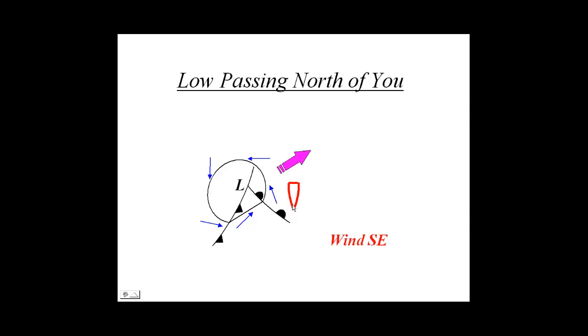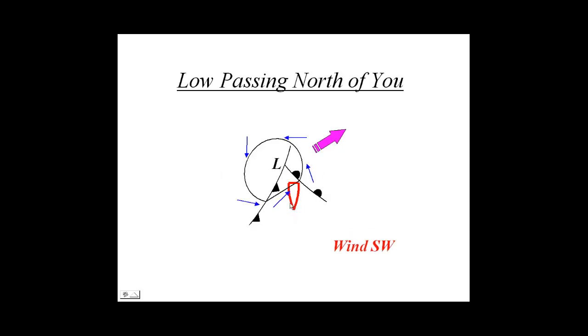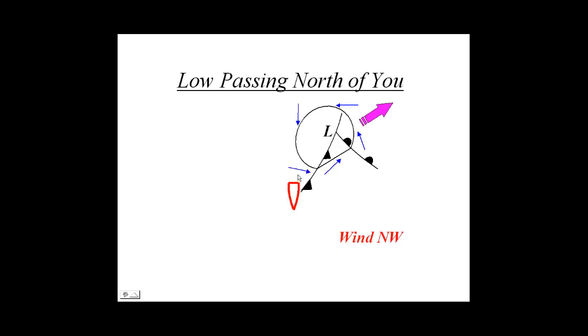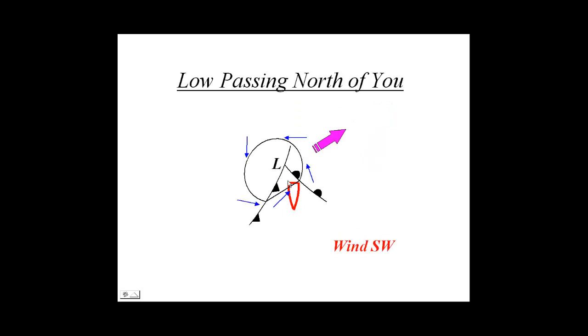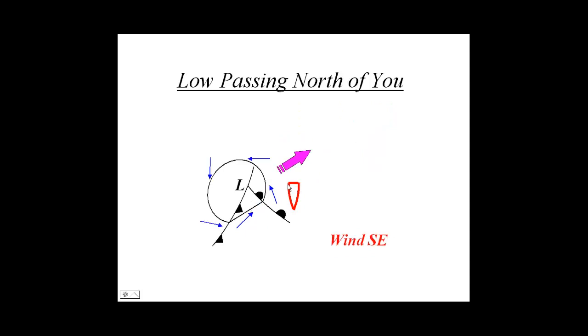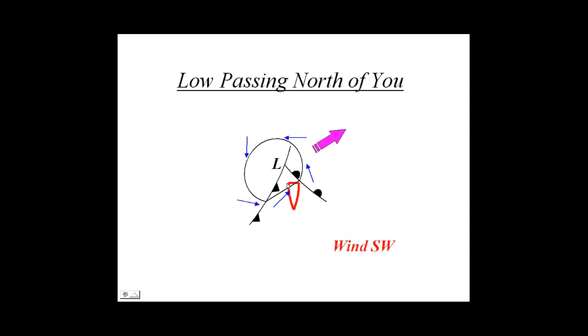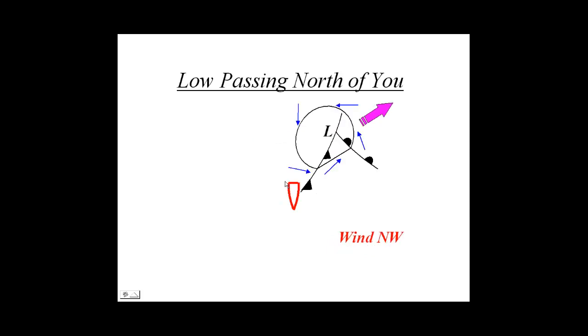Okay? As it travels further, it has shifted. It has veered to your starboard bow. And further, it has veered to your starboard quarter. So what has happened is the wind has gone from southeast to southwest to northwest. Okay, the low is passing north of you.